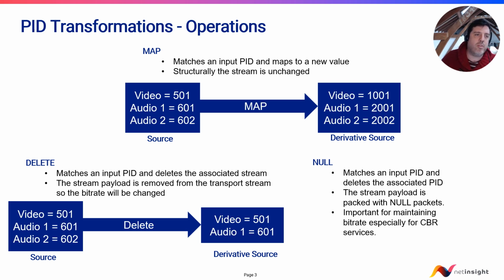You can also create rules that encompass all of these features together. So you could map, delete, and null a particular derived source as you need to. So this gives us a suite of operational tools that allow us to play with those transport streams and the PIDs within them in order to meet the requirements, either internally in the Nimbra Edge system or for different delivery requirements that our customers might need.